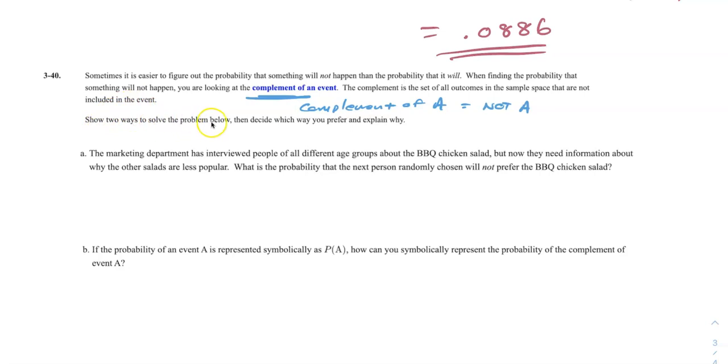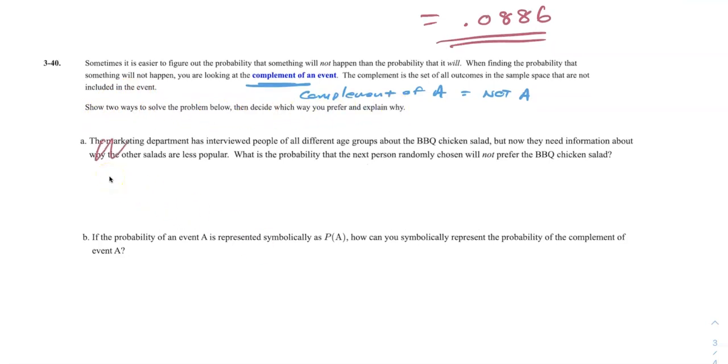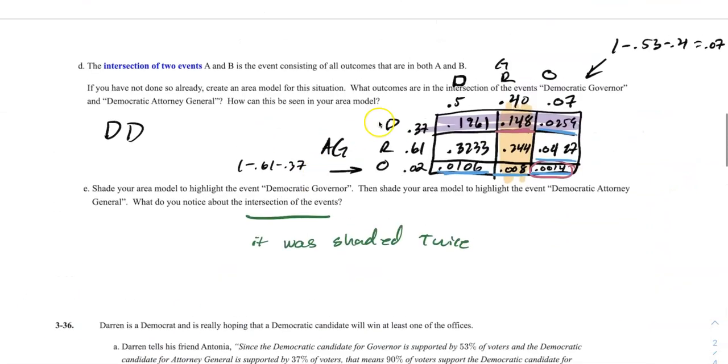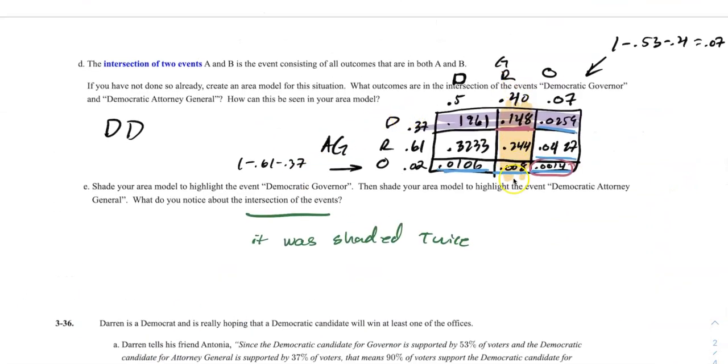Show two ways to solve a problem below, then decide which way you prefer and explain why. Now this first problem is a question we actually haven't done, so I'm going to change this real quick. The probability that we don't want to vote for a Republican governor. So not a Republican governor. We're going to do two ways. The first way, the normal way we would do it earlier: you don't want a Republican governor, so I don't want this column here. I'm going to add up all the rest of the columns.